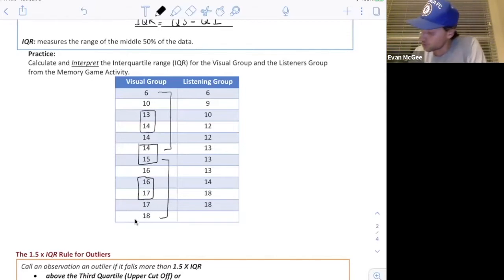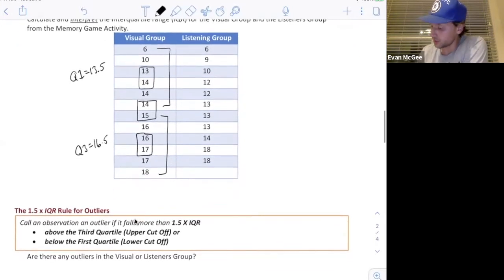So Q1 is going to be 13.5 for the visual group. Q3 is going to be 16.5 for the visual group. Now I can calculate my IQR. IQR is 16.5 minus 13.5. And the IQR is a total of 3.